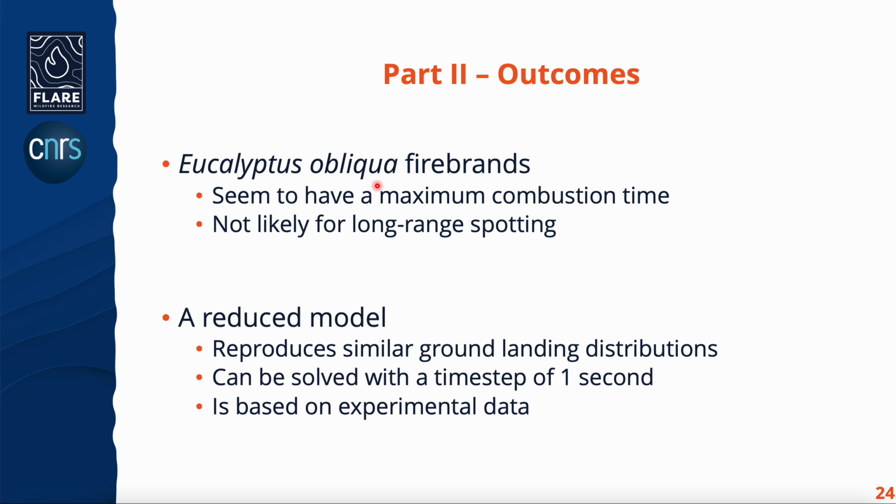So we have tested the Eucalyptus obliqua firebrands, and they seem to have a maximum combustion time. They are not really likely for long-range spotting or very long-range spotting greater than 10 kilometers, because the firebrands are very fragile and they do not sustain combustion very well. However, by measuring these combustion times, we're able to inform as well the reduced model, which we have shown to reproduce similar ground landing distributions compared to previous complex models. An interesting thing is that it can be solved with a time step of around 1 second, and as I said, it's based on experimental data.